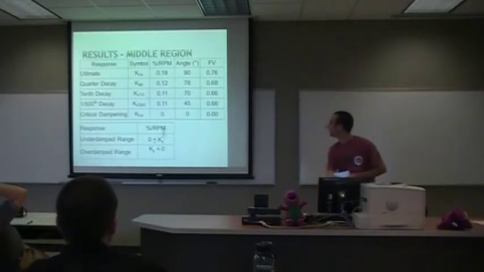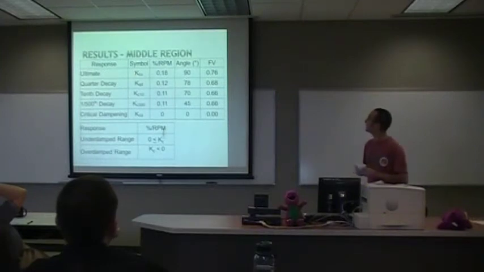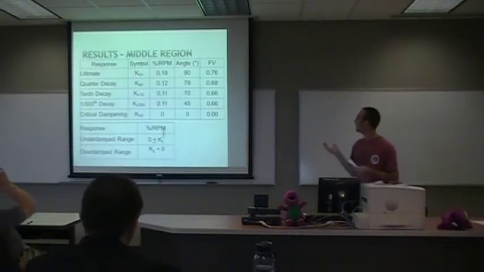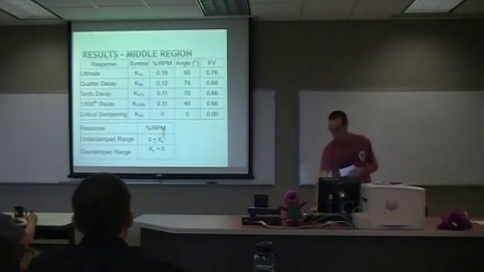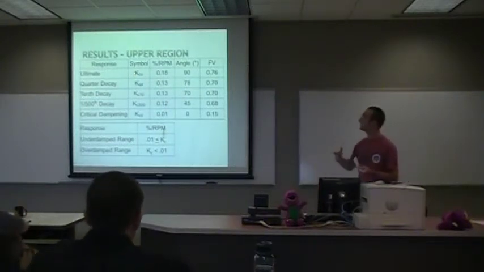This is your middle region. Within it, there again, you're decreasing controller gains as you go from quarter decay to 5/100 decay, with your critical damping at 0. So your underdamped range is any controller gain above 0, and your overdamped is any controller gain below 0. This is the upper region. It has the same critical damping as the lower region.